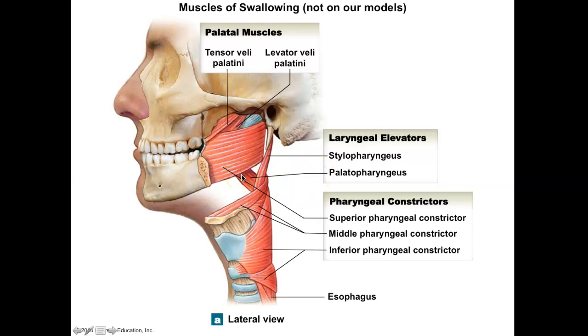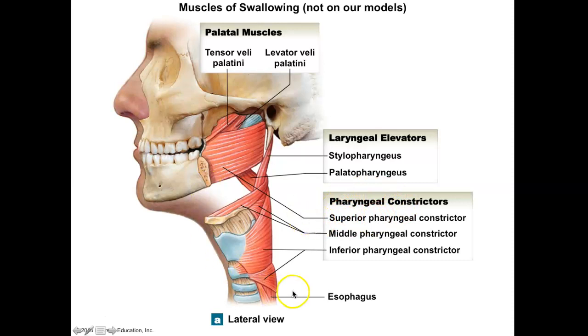All right, so muscles of swallowing, again, not on our models because these are very deep. So we have a group of muscles known as pharyngeal constrictors. As a group, we have an upper or superior pharyngeal constrictor, some middle pharyngeal constrictors, and inferior. These are all shaped like the letter C, and when you begin to swallow, these skeletal muscles will start to push the food into our esophagus. When it enters our esophagus, it becomes smooth muscle, and the smooth muscle will pick up and squeeze it to our stomachs.